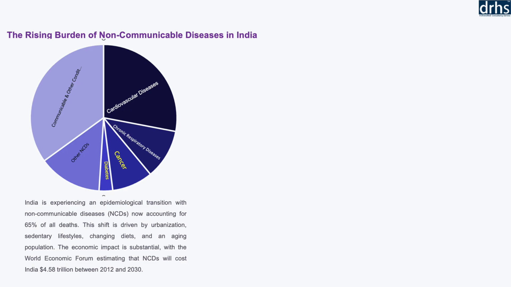The four major NCDs, cardiovascular diseases, cancers, chronic respiratory diseases, and diabetes, pose a severe threat to both public health and economic stability. The economic impact is staggering. The World Economic Forum estimates that India stands to lose a cumulative $4.58 trillion between 2012 and 2030 due to NCDs and mental health conditions, representing a massive drain on productivity and healthcare resources.